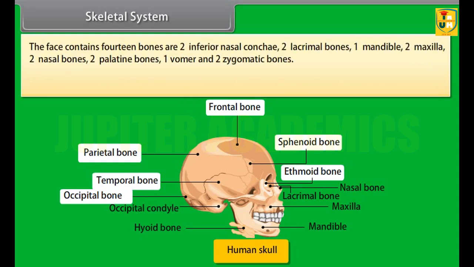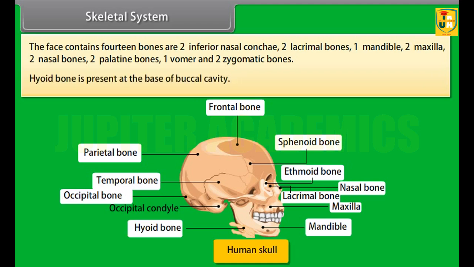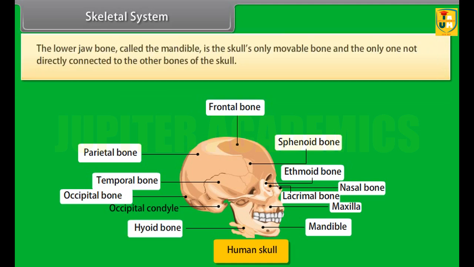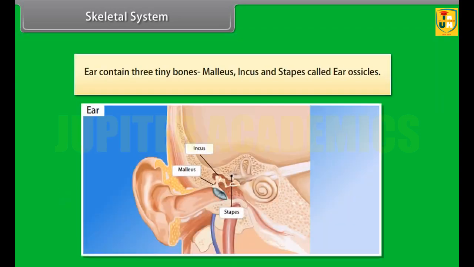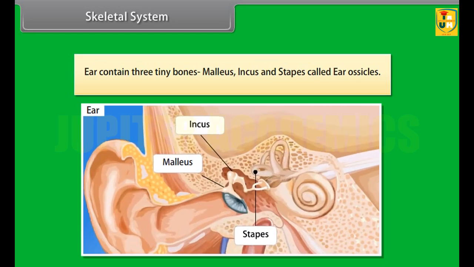The face contains 14 bones: 2 inferior nasal conchae, 2 lacrimal bones, 1 mandible, 2 maxilla, 2 nasal bones, 2 palatine bones, 1 vomer, and 2 zygomatic bones. Hyoid bone is present at the base of the buccal cavity. The lower jawbone, called the mandible, is the skull's only movable bone, and the only one not directly connected to the other bones of the skull. Ear contains 3 tiny bones, malleus, incus, and stapes, called ear ossicles.